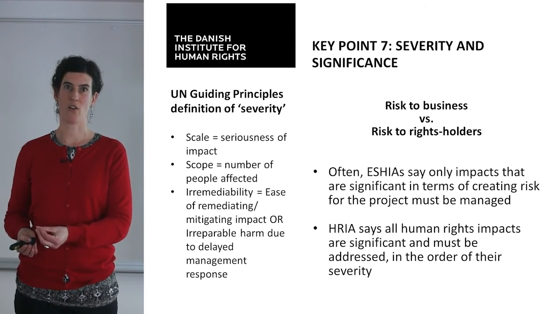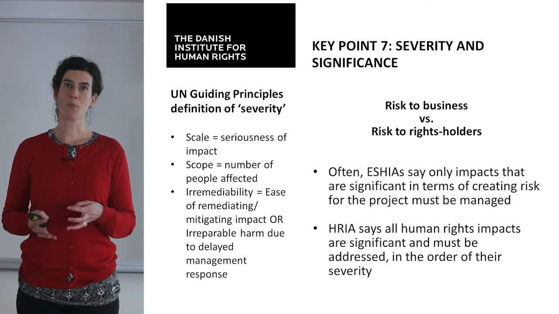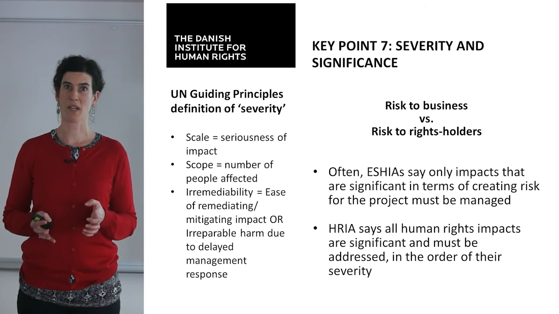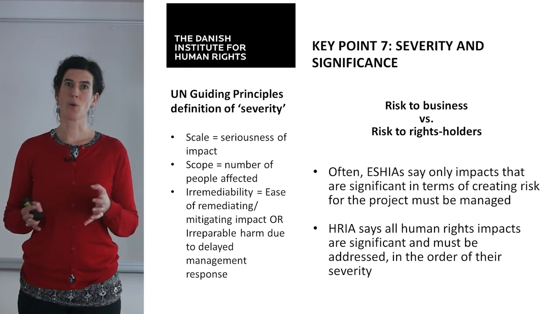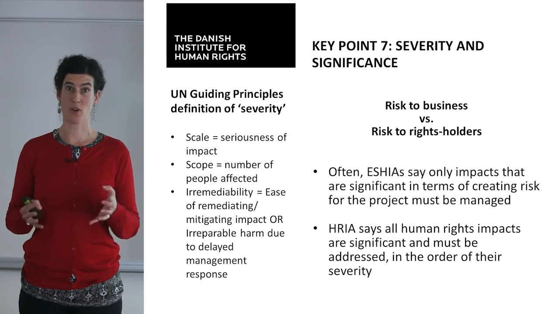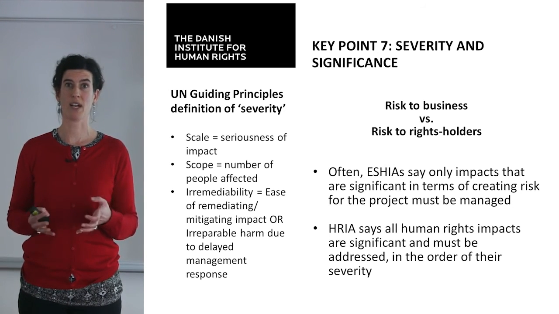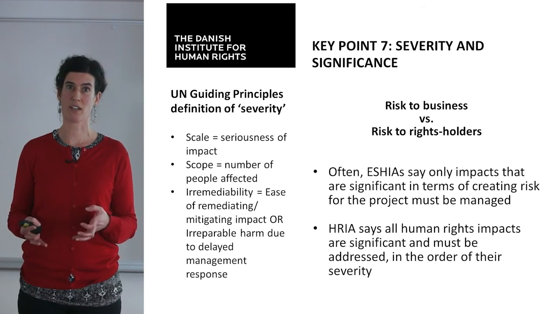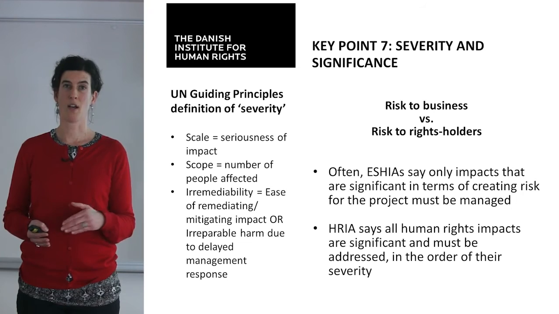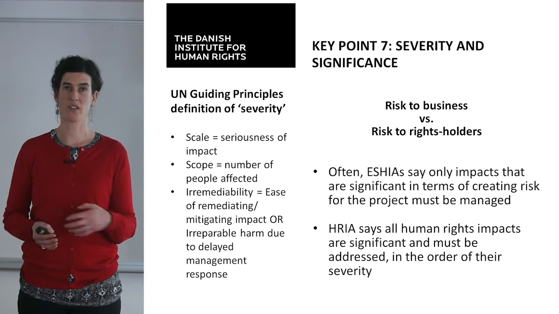So it's a little difficult to say anything terribly definitive about, this is how we assess significance, this is how we assess severity. But I think the key point to emphasize is, again, that from a human rights perspective, you would always say that all human rights impacts need to be addressed. So all human rights impacts are actually considered significant, and they need to be addressed in the order of their severity. So which one is most serious first, then that needs to be addressed first.